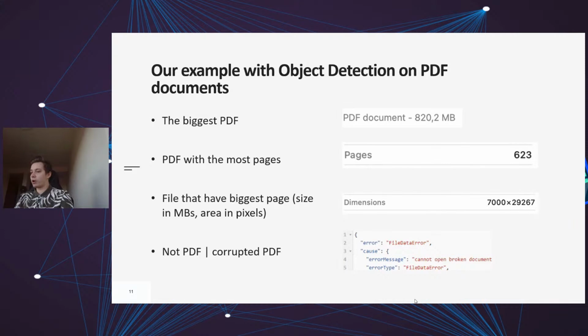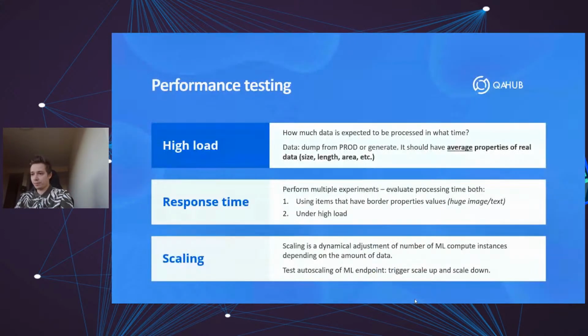Also, as the model works with images and image size really matters, we included docs that contain big pages, both in terms of size in megabytes and area in pixels after their conversion to images. For example, we had a page with height of almost 30,000 pixels, which is huge. And of course, we need a negative test when we try to process an invalid or corrupted PDF to make sure the system works as expected. In that case, for example, it simply returns an expected error message.